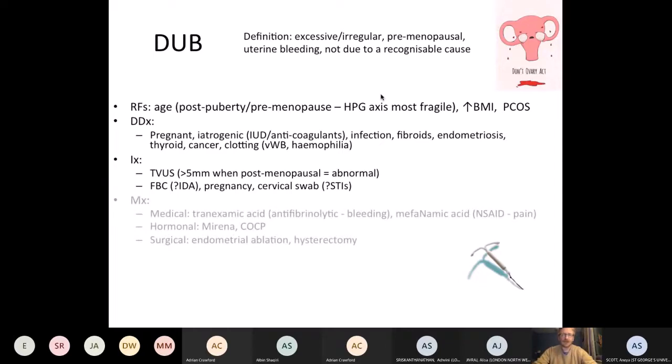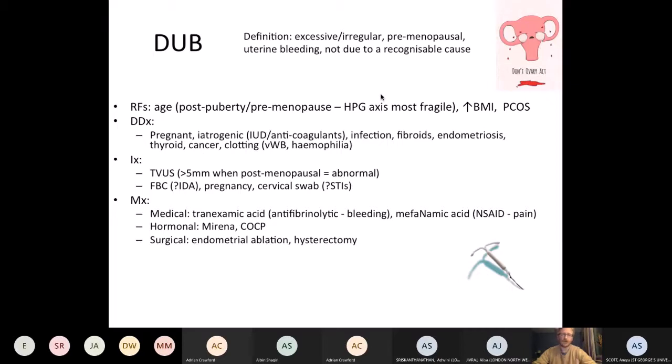And your management of the bleeding, so medical, hormonal and surgical. Your medical management, there's two main things that are used: tranexamic acid, which is an antifibrinolytic and is particularly used for bleeding, and then mefenamic acid, which is an NSAID and is more effective for the symptom of pain rather than the symptom of bleeding.